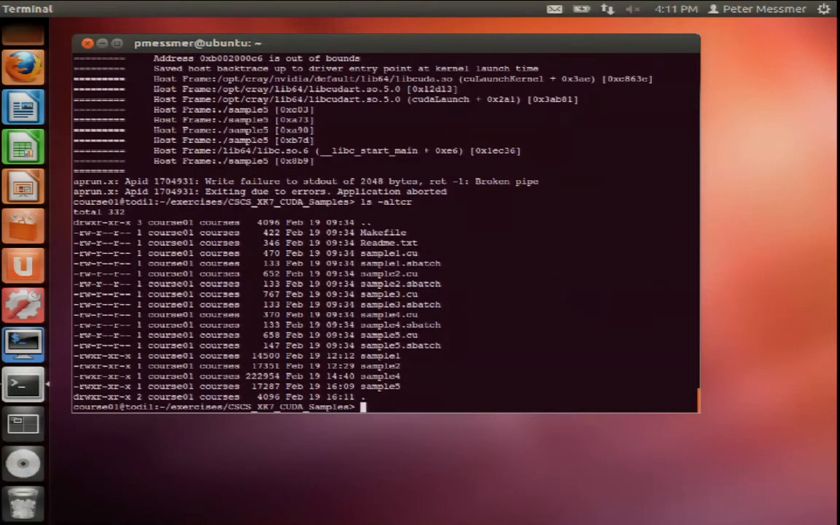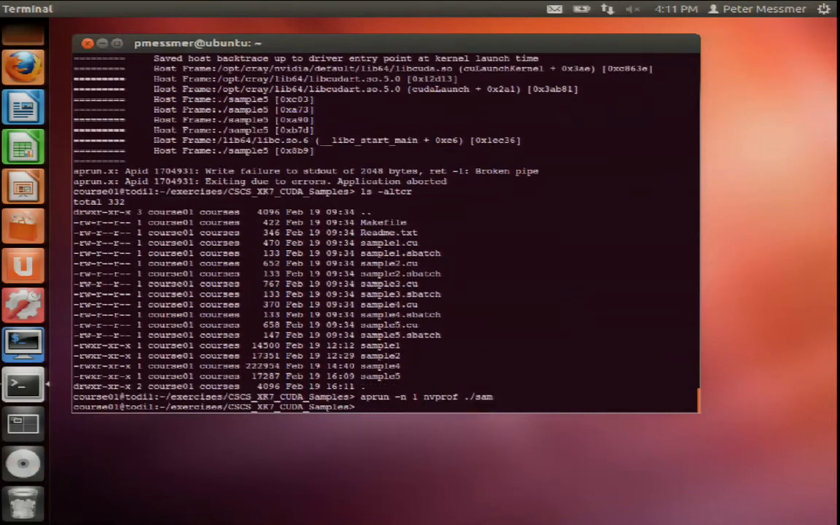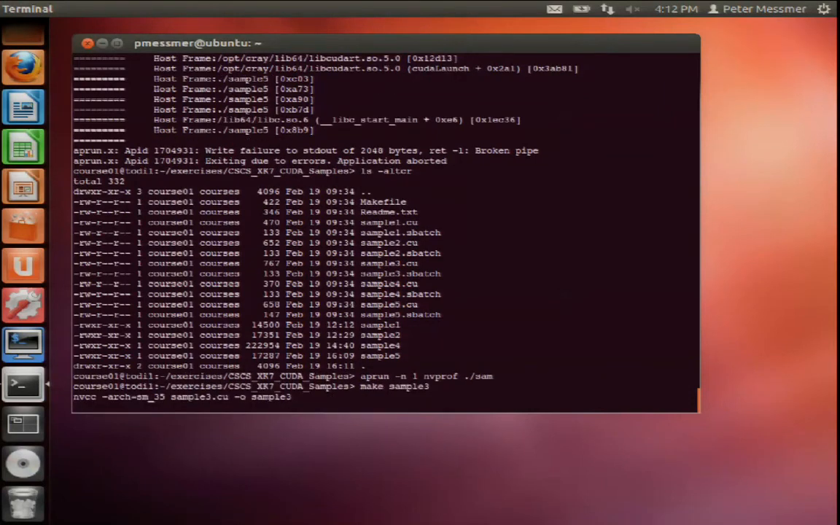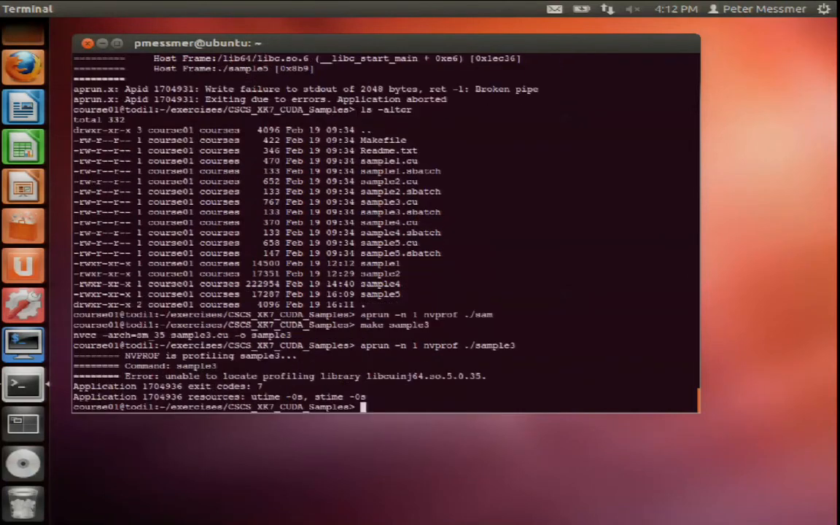Okay. Now the other one that I mentioned is NVP Prof. And let's just use, actually let's compile sample 3.